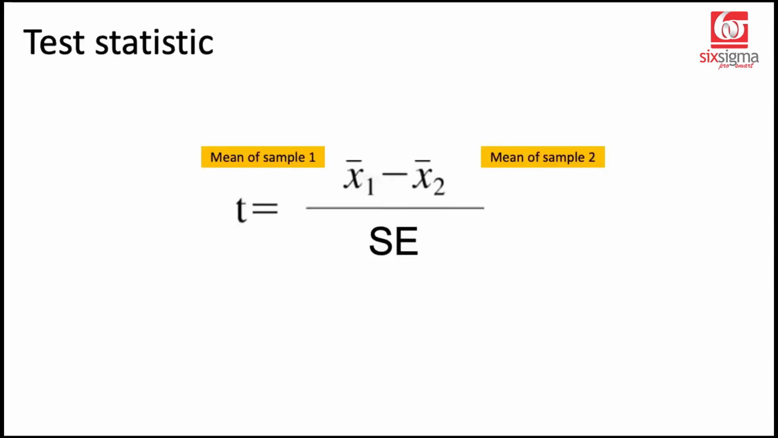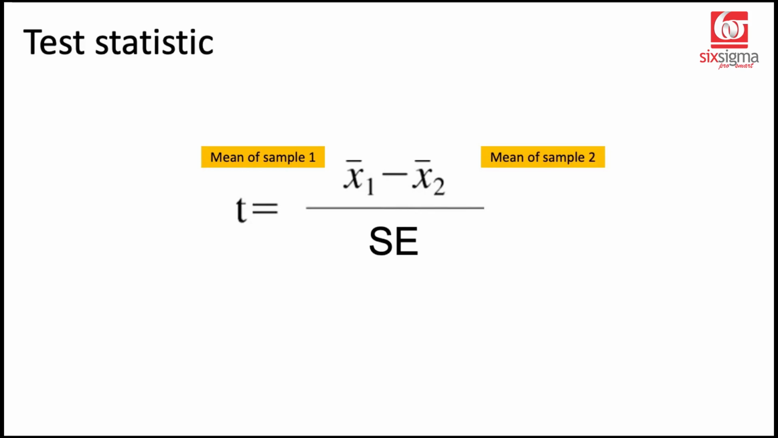So every test involves a test statistic. What is the test statistic for a two-sample t-test? This is the general statistic. It talks about the difference between the two sample means. So let's say you have two samples, 1 and 2, and x1 bar and x2 bar represent the averages of these samples. And we are dividing it by the standard error of the difference between the means.